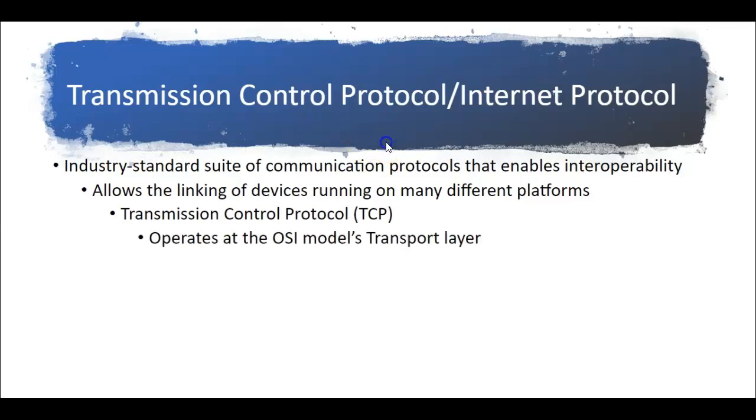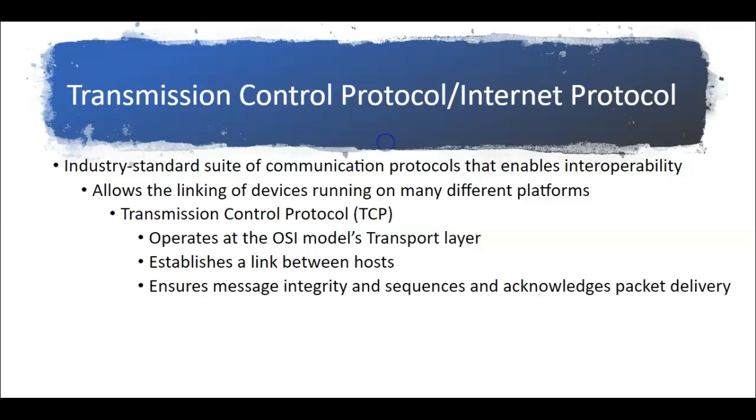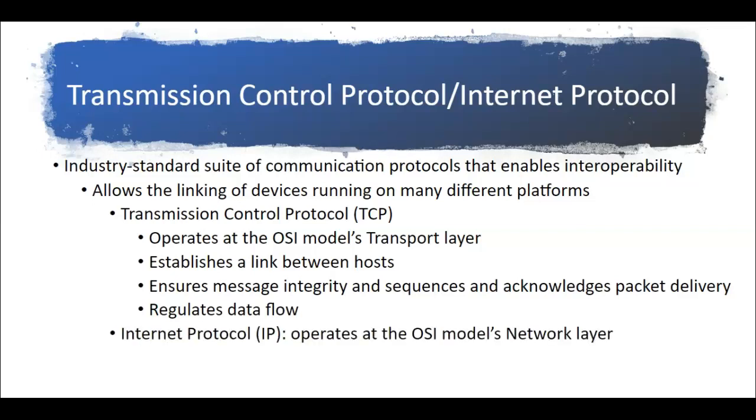That's the TCP. It operates the OSI model's transport layer. It establishes the link between the hosts. It ensures message integrity. It acknowledges packet delivery, regulates data flow, while the IP is the Internet Protocol. That operates the OSI model's network layer.